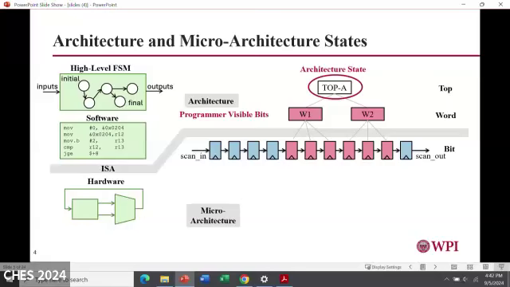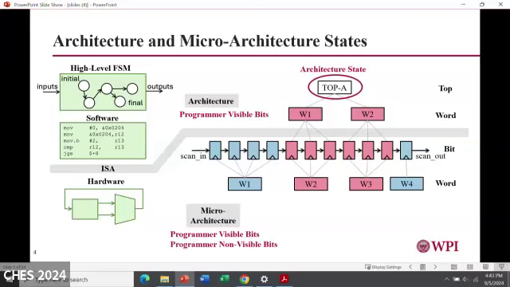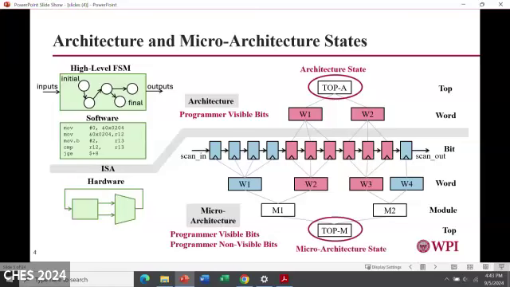Same thing for microarchitecture: we will use all the visible and non-visible bits, namely all the register bits in the design, and we'll also gather them together in a hierarchical order to form them at the word level, module level, and at the end, we will have one state that represents all the bits in the design, which we call the microarchitecture state.